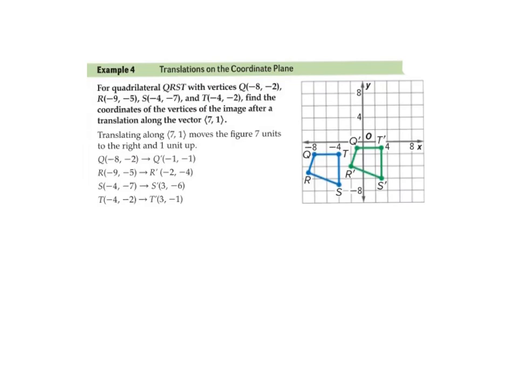This time you've got a quadrilateral, Q, R, S and T. Again, they've got the 4 coordinates. And this time you're moving it by a vector of 7, 1. So all you've got to do is take your first coordinate. So Q will go to Q dash.